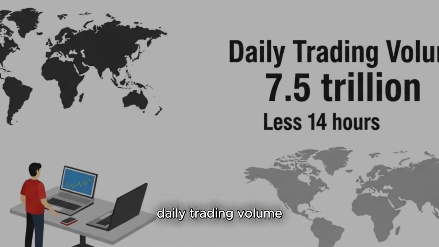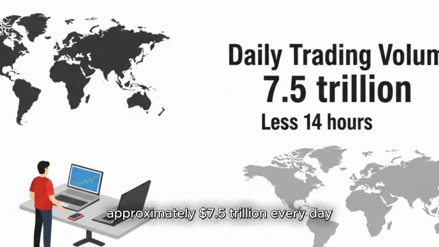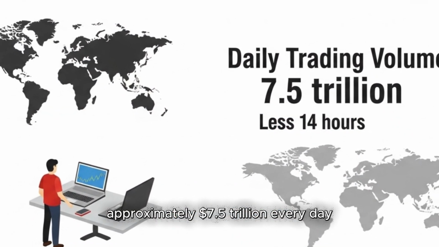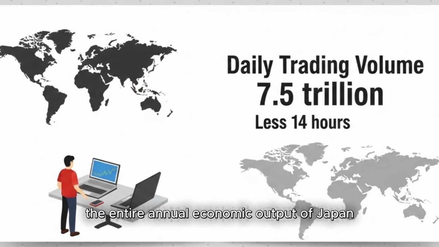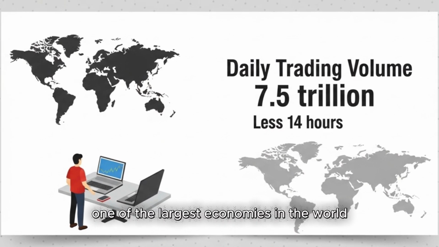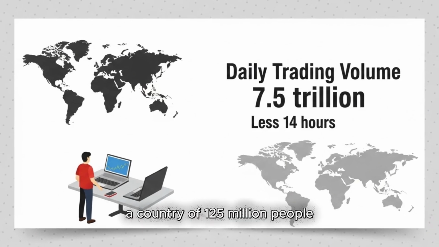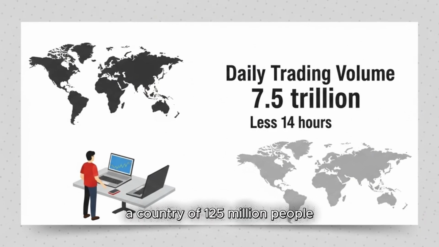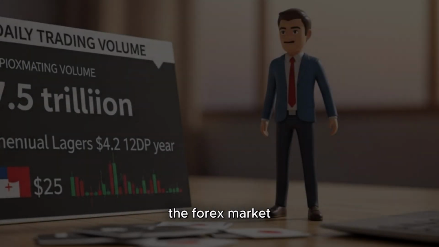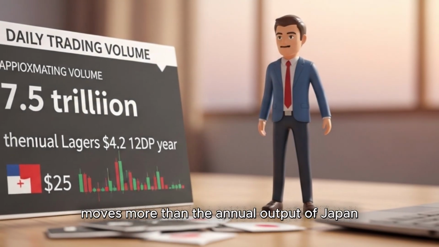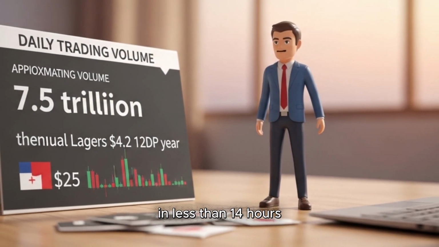Daily trading volume, approximately $7.5 trillion every day. To appreciate what that number means, the entire annual economic output of Japan, one of the largest economies in the world, a country of 125 million people, the third largest economy by nominal GDP, is approximately $4.2 trillion per year. The Forex market moves more than the annual output of Japan in less than 14 hours.